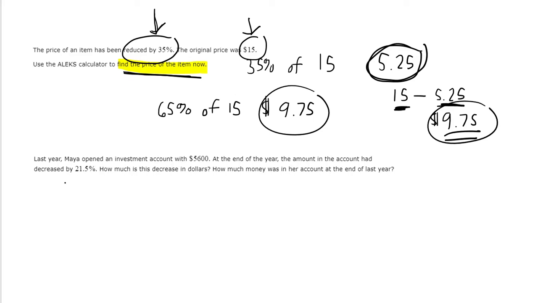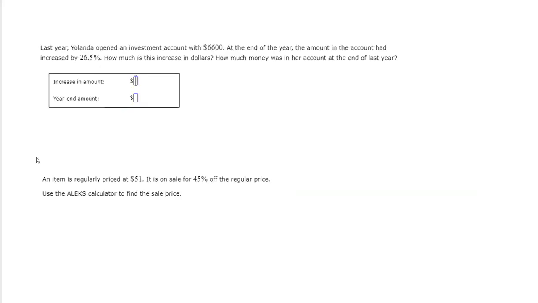Okay, now let's look at the next one. I'm going to go back to one that looks like this right here. An item is regularly priced at $51. It is on sale for 45% off the regular price. Find the sale price. Okay, so we're figuring out what we're going to pay after we take off the discount of 45%. So we find 45% of 51.